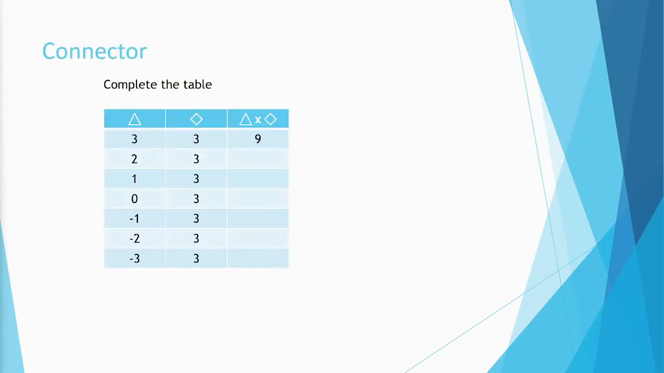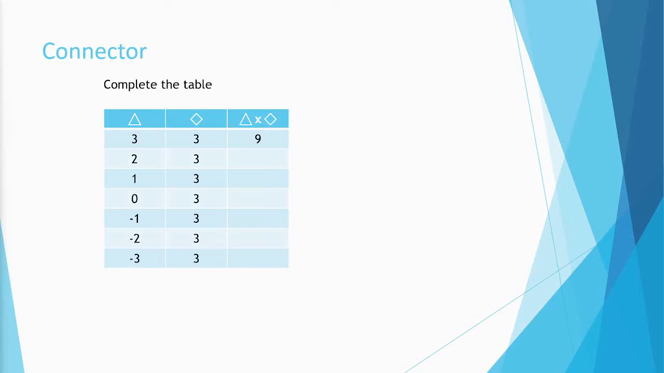So I've got a little bit of a challenge. Can we complete this table? Now we've got the numbers in the triangles that are decreasing by 1 each time. We've got the little diamonds that are the same, and we're looking at what triangle times the diamond is, and we've already filled in the first one. And the rest aren't too hard.